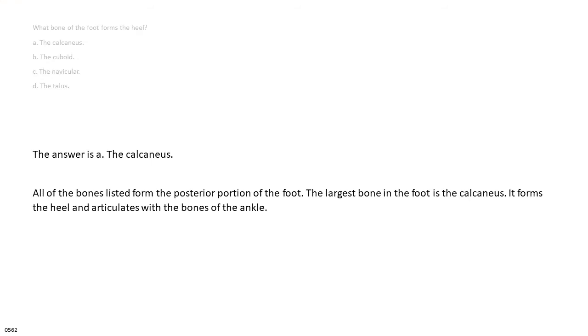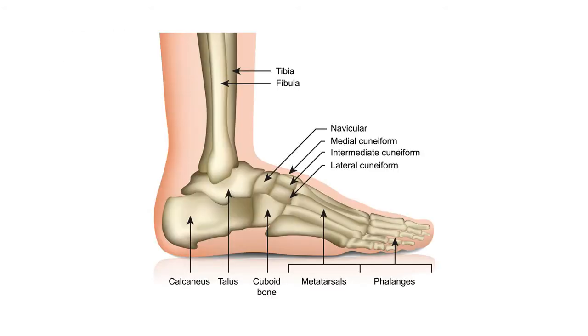The answer is A. The calcaneus. All of the bones listed form the posterior portion of the foot. The largest bone in the foot is the calcaneus. It forms the heel and articulates with the bones of the ankle.